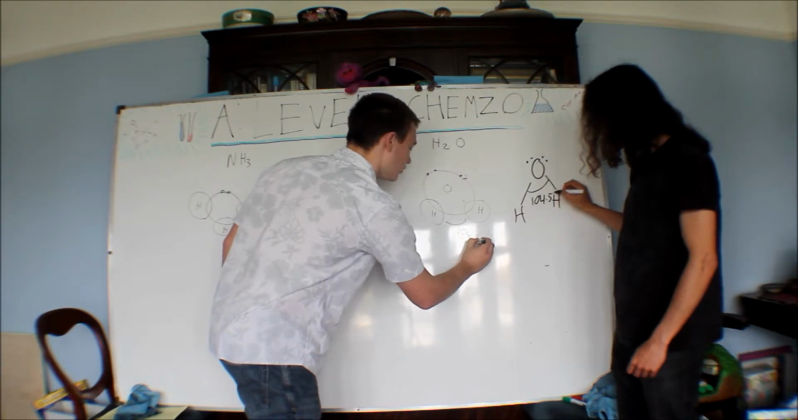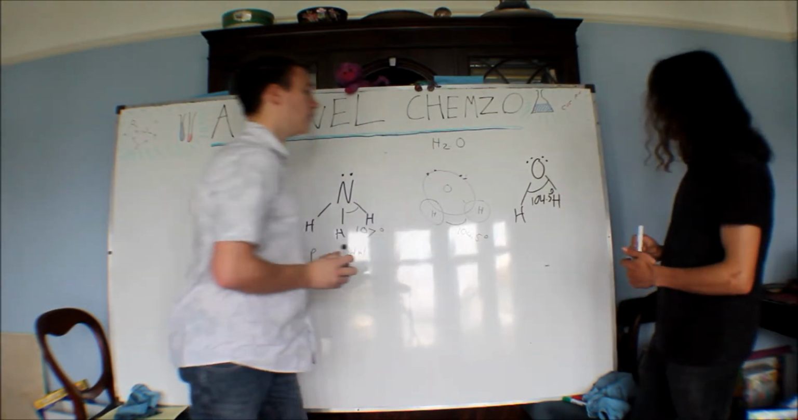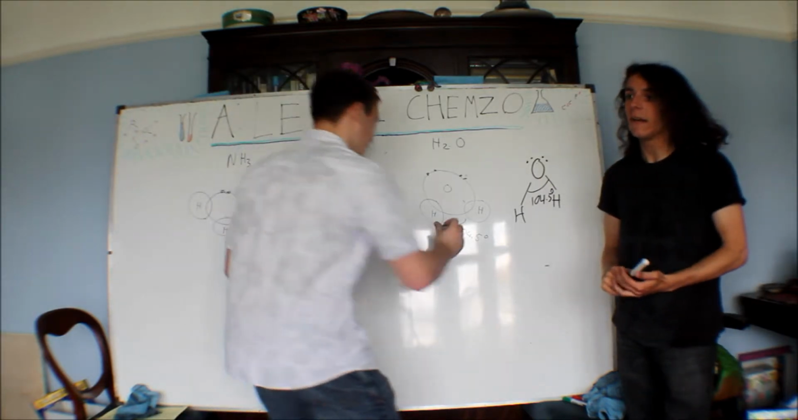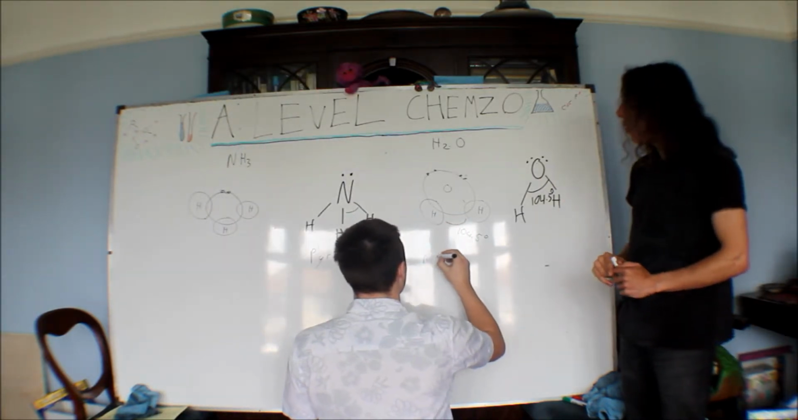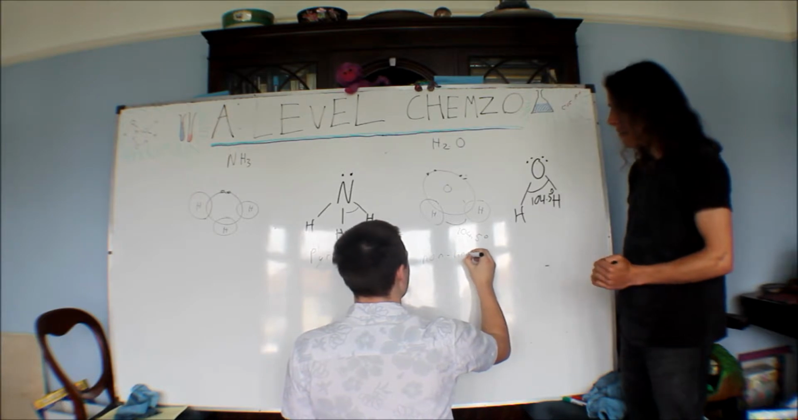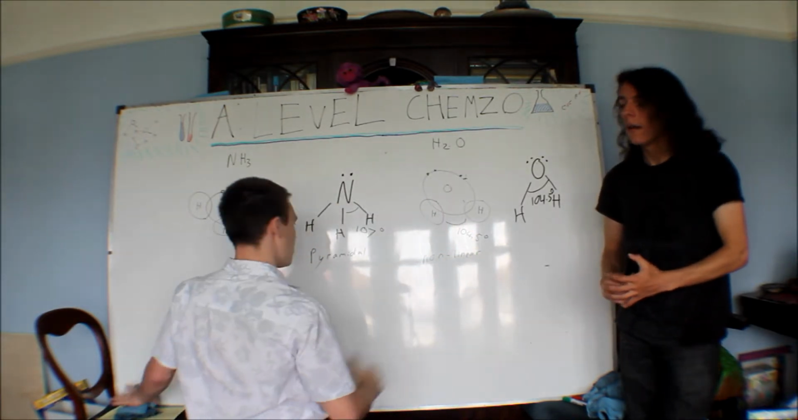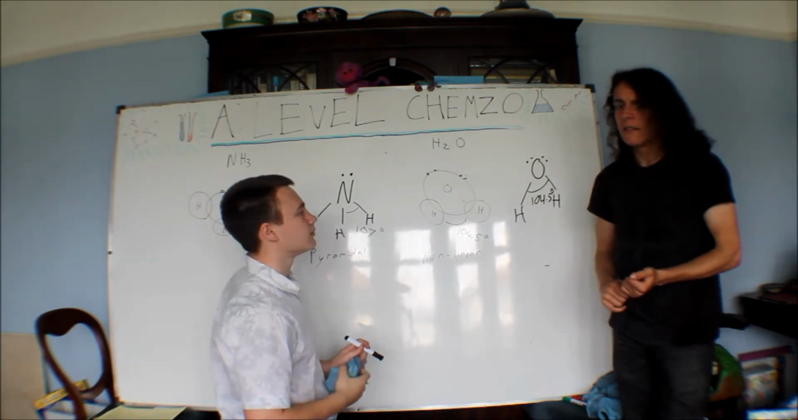104.5 degrees. It's called non-linear because it's not flat. Some people call it a bent or angular shape. There are other names you can learn, and they will be accepted in the exam. I just remember non-linear, it's nice and easy, easier than the other one.